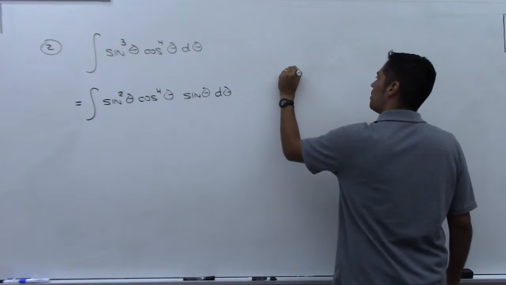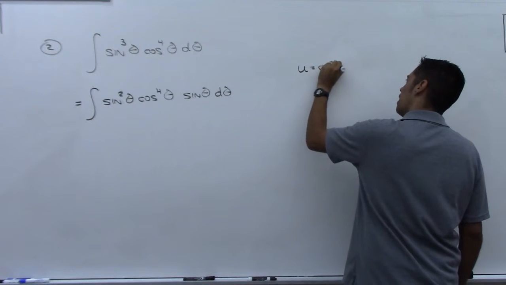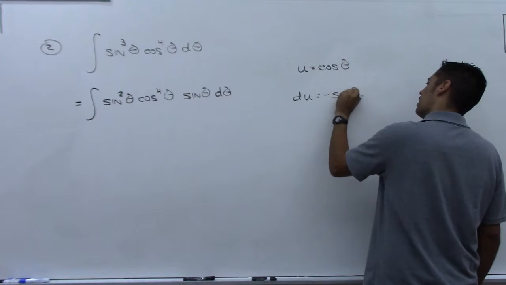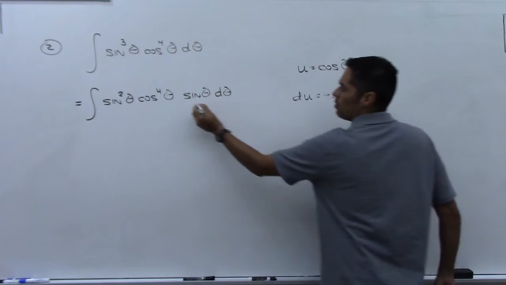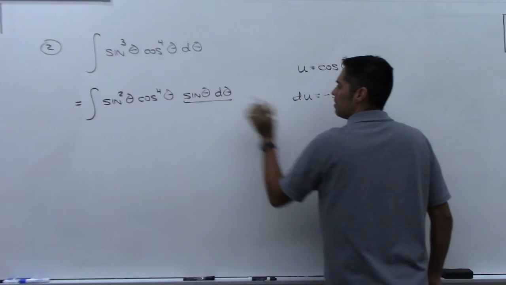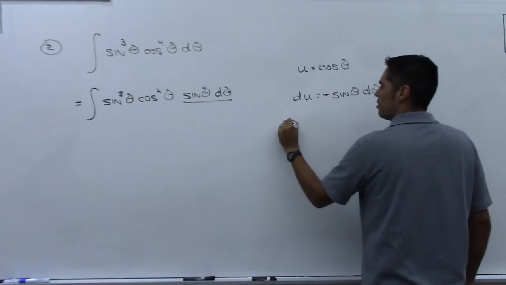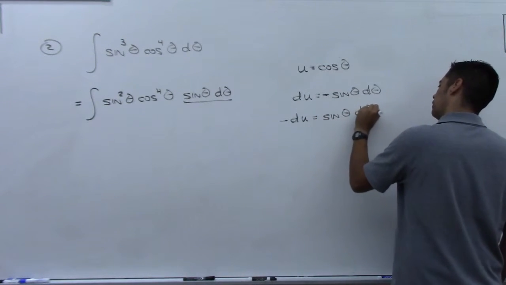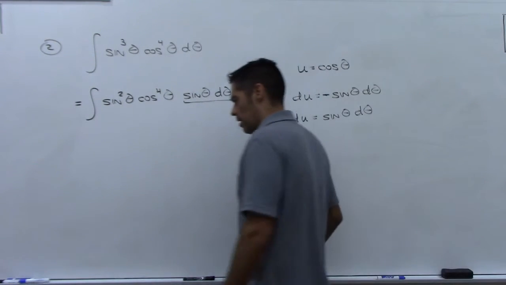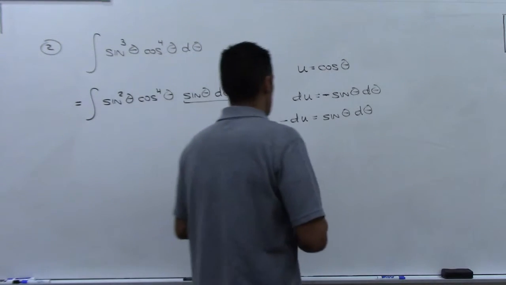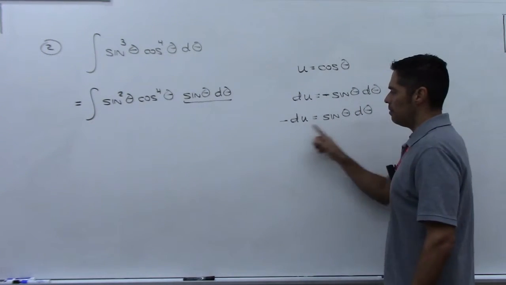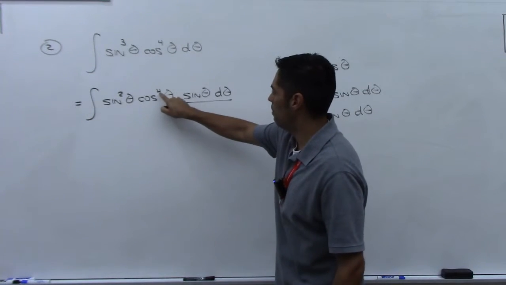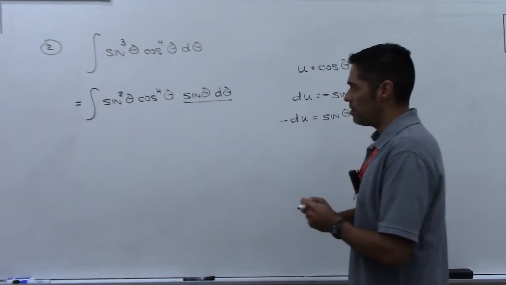Then I will make the substitution that u will be cosine theta this time. The derivative of that is negative sine theta d theta, which we almost have. We have a positive, and this is negative, so I'm going to multiply both sides by -1. I can replace the sine theta d theta with negative du. I can replace the cosine theta with u, so that'll become u to the fourth. I just need to get rid of that sine squared.